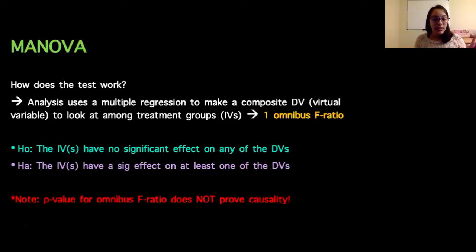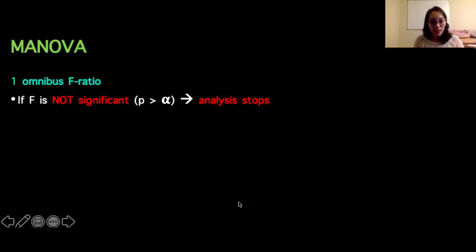Do note though, this omnibus F ratio p-value is not the end of the test, okay? So it doesn't prove anything because there's too much involved in this big process of combining a dependent variable. We just know something is significant. So in a way, it's kind of like when we say, oh, an ANOVA is significant, but we don't know which pairs are significant. In this case, we say the multivariate test is significant, but we don't know which univariate tests are significant. So it's also a step-down process similar to the ANCOVA, right?